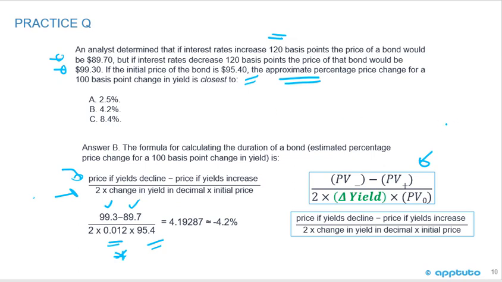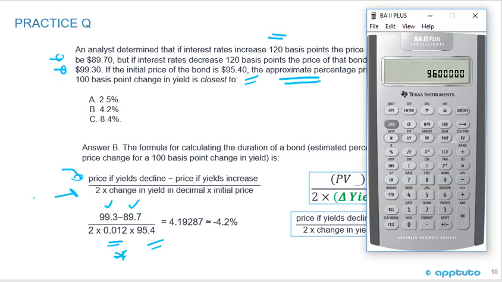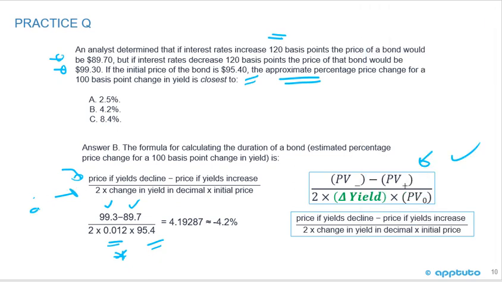So again, these are the questions that I started liking and preferring on the CFA exam, because if you know the formula and you don't make a calculator keystroke error, these questions become really easy, okay? And they just take a little bit of practice. So let's just bring up the calculator and work our way through it. We're going to do 99.3 minus 89.7 for the numerator. So I'm just going to write that down here, 9.6.